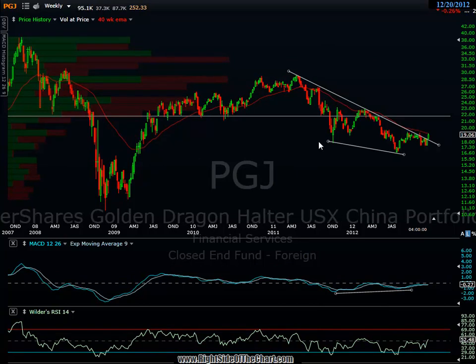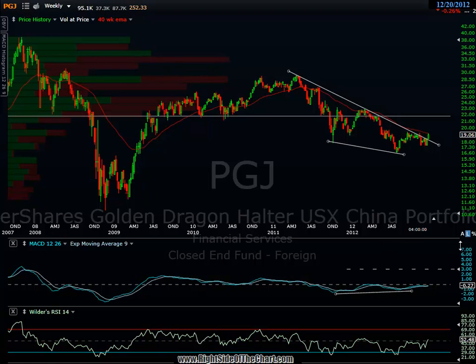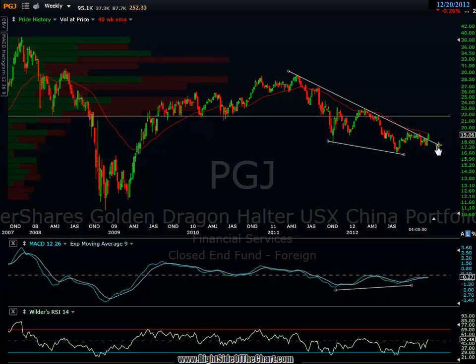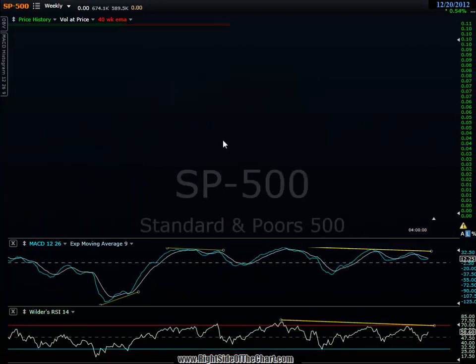PGJ, another Chinese ETF, that's a nice clean falling wedge pattern, and negative divergence in place below, and a pretty clean breakout. Keep an eye on this 40-week moving average, which is the 200-day moving average once again, because that has done an okay job as support and resistance, and it has been resistance lately, and we're challenging that level now, and so overall looking a little bullish there.